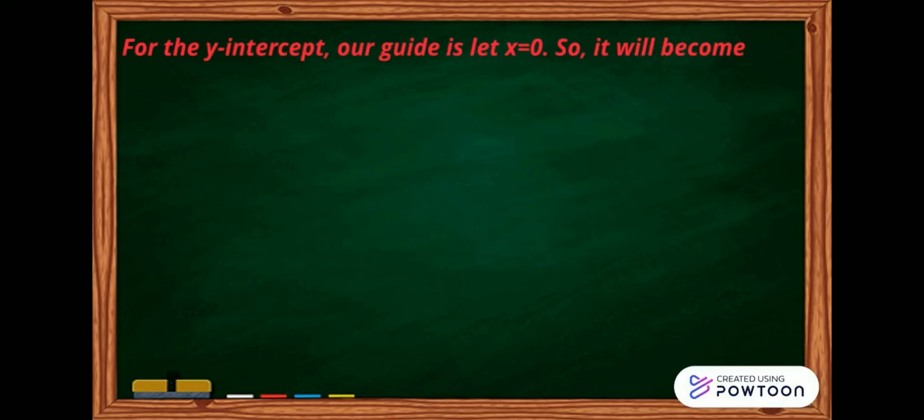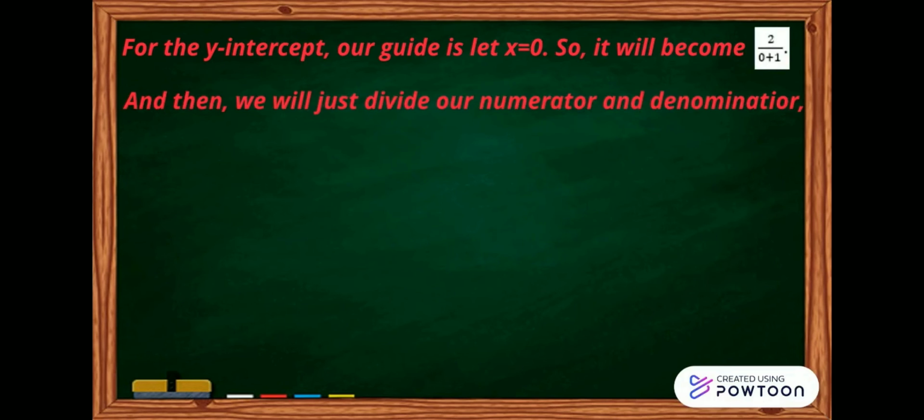For the y-intercept, our guide is let x equal 0, so it will become 2 over 0 plus 1. And then, we will just divide our numerator and denominator, which is 2 over 1. So, our answer is y equals 2.